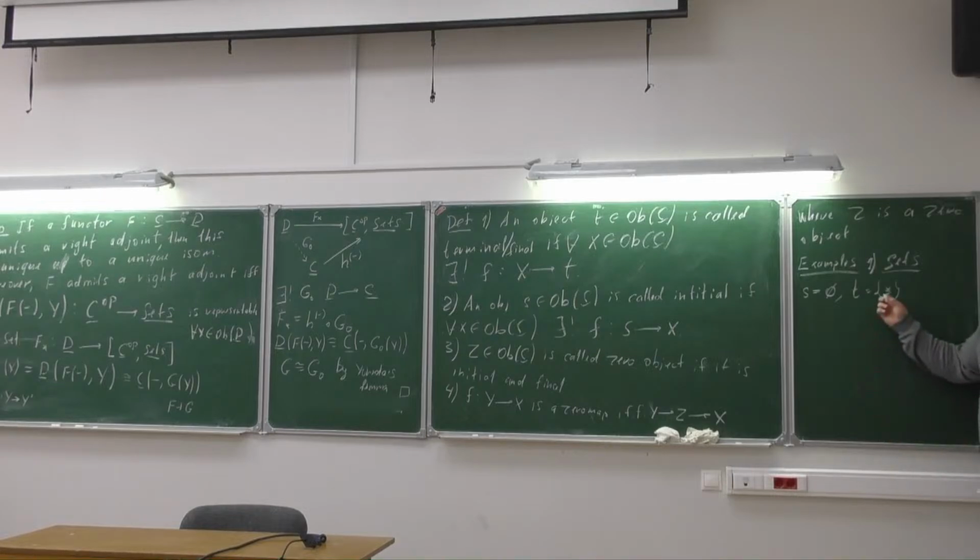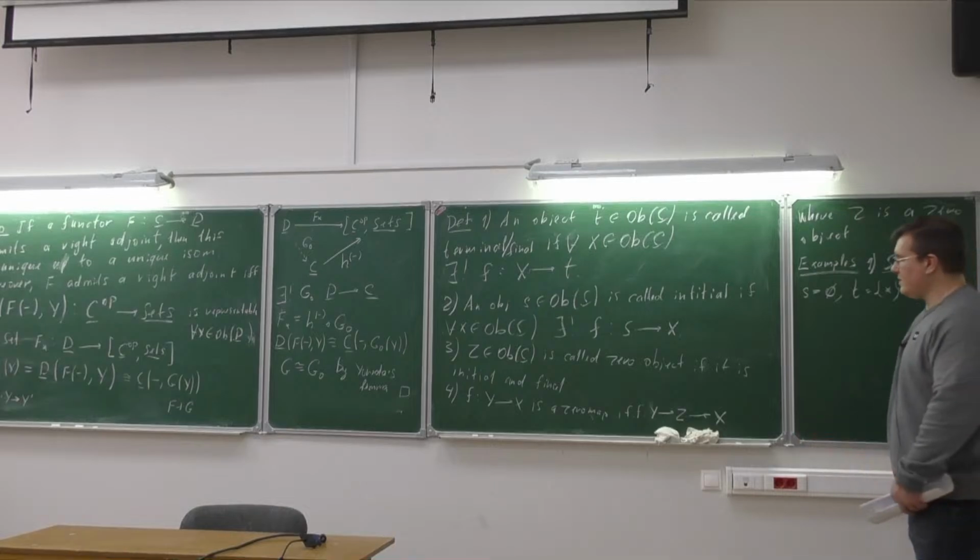And by the way, here you can notice one interesting thing. It doesn't matter which singleton you take. It means that in this case the terminal object, and in general also the initial object, are not unique. They are only unique up to isomorphism. There are plenty of singletons, but they are all isomorphic as sets, meaning that there is a bijection between them.